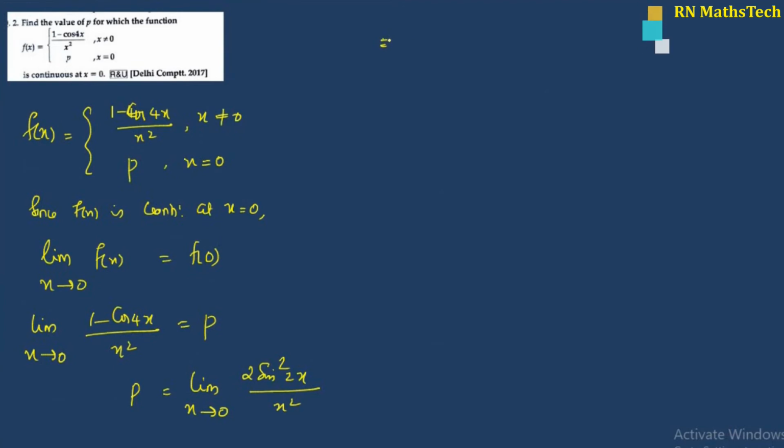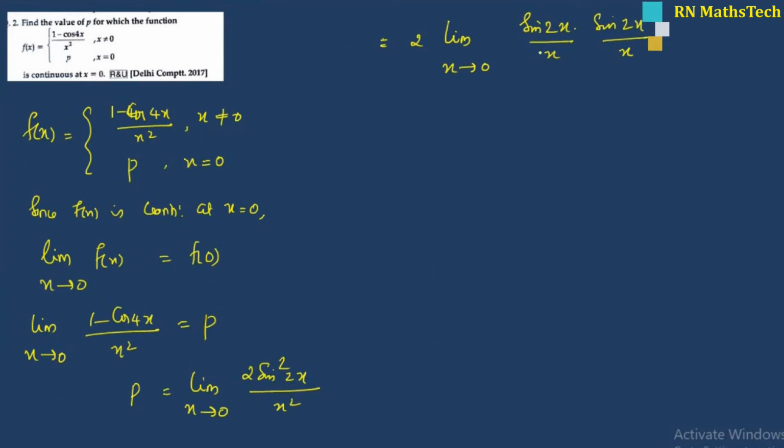you can take 2 as a common constant. So 2 into limit x tends to 0, sin 2x into sin 2x. The sin square 2x is split into sin 2x into sin 2x, by x by x. X square is split into x by x, here the denominator is x.